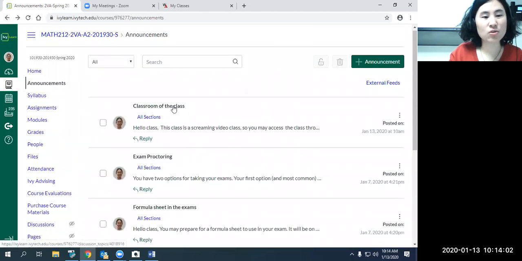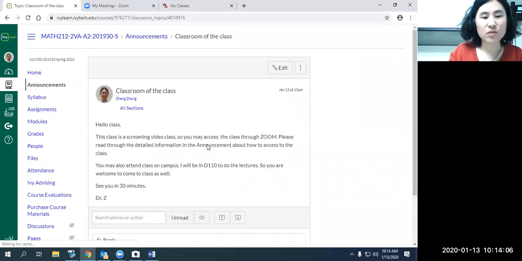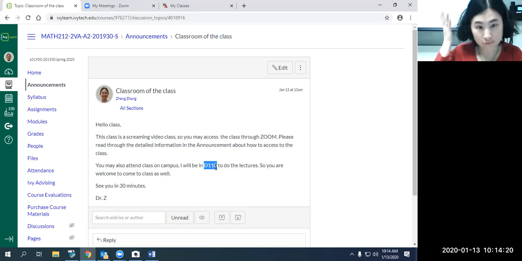And then the classroom. Even though the class is a streaming video class and I do this through Zoom, I still have a physical classroom on the Valparaiso campus, which is in D110. Today I have 4 students physically show up in the class. That is because I told you guys too late, just 30 minutes before the class. It was kind of too late.